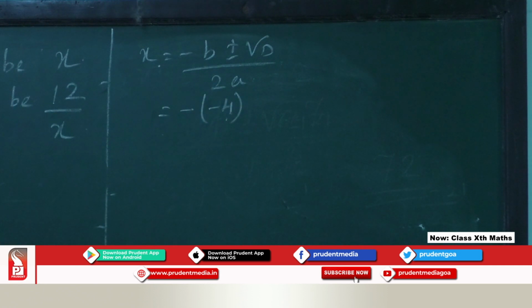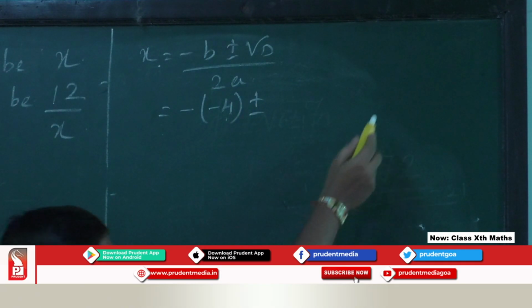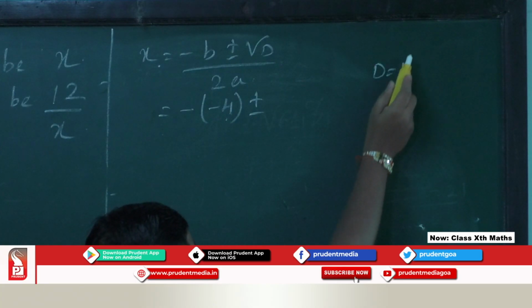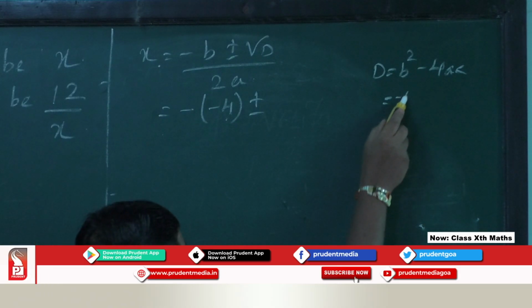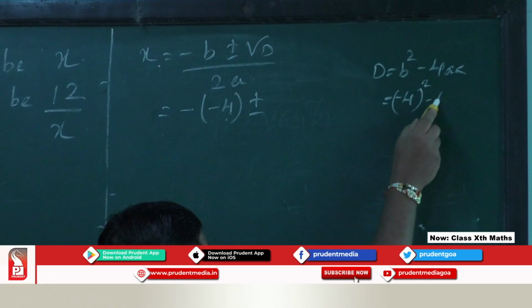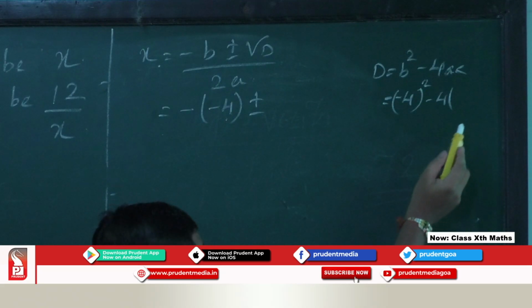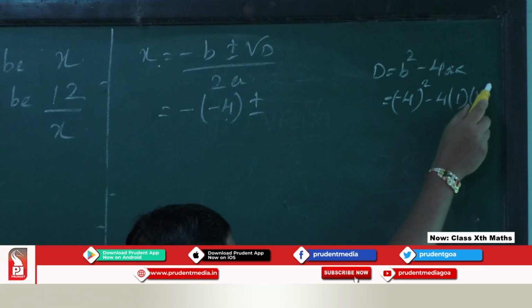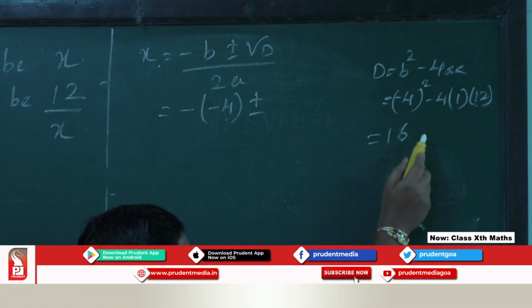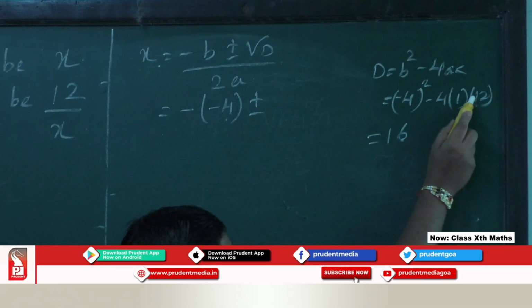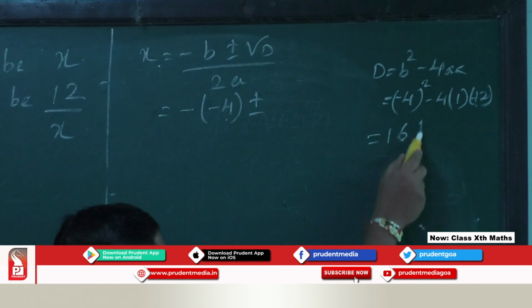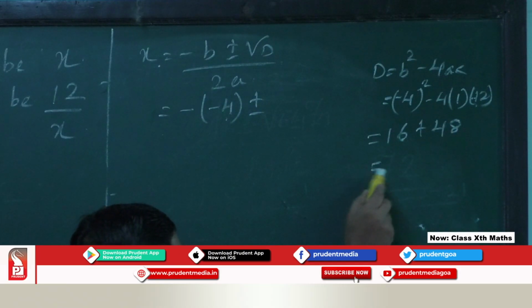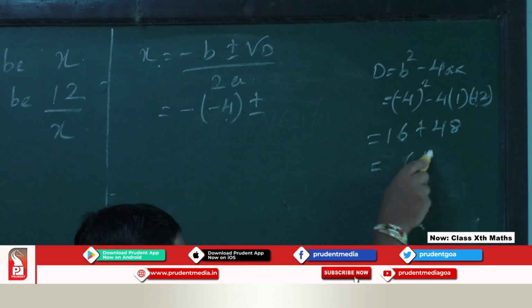Okay, so minus 4, then plus or minus root d. So let us find the d. So d will find directly. So b square minus 4ac. So b square minus 4 times a times c. A is 1. So 16 minus 12, sorry, 12 forza. So 12 forza is 48. Add, gives you 64.